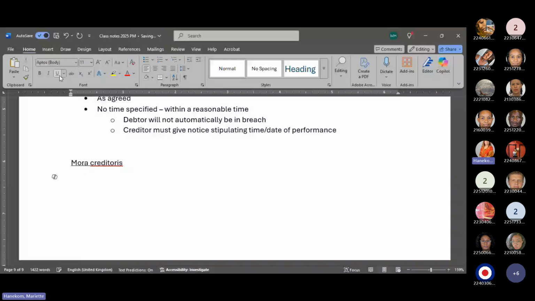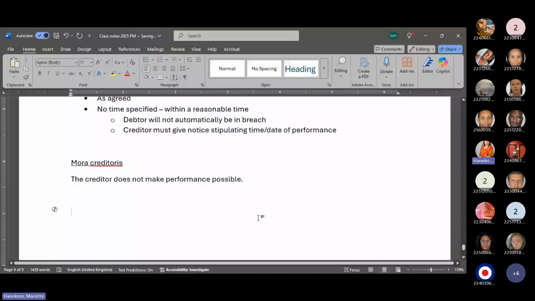The creditor, so the one that has the right to receive the performance, does not make performance possible. So it's not being late, although it also uses the term mora, it doesn't have anything to do with being late. The creditor does not make the performance possible.